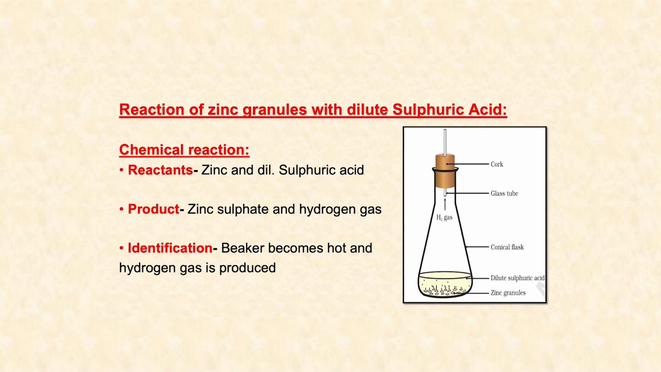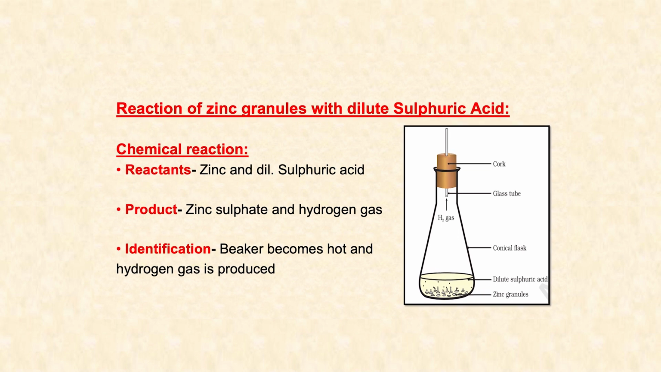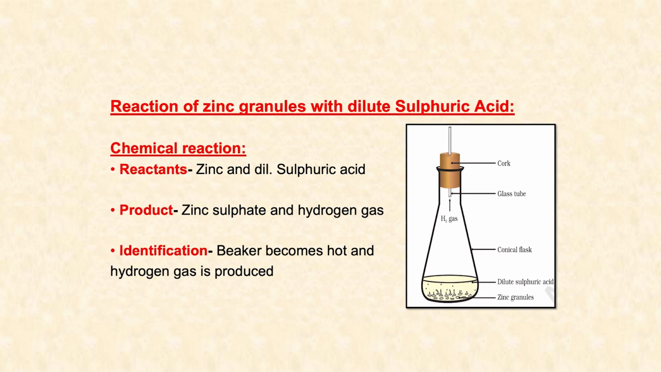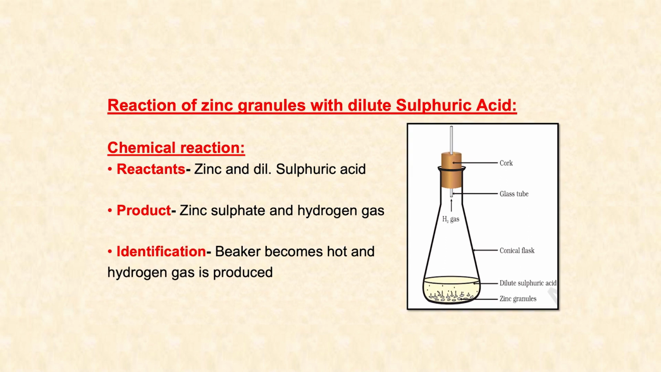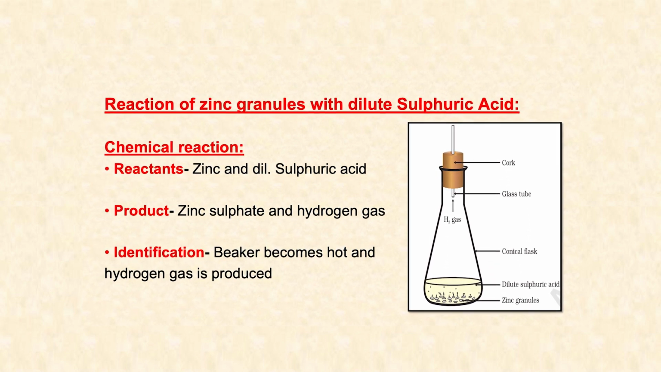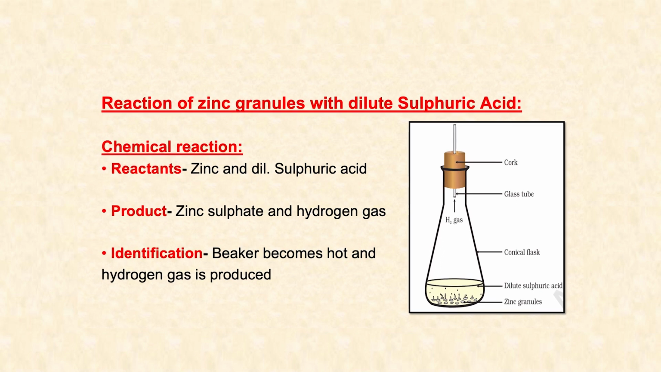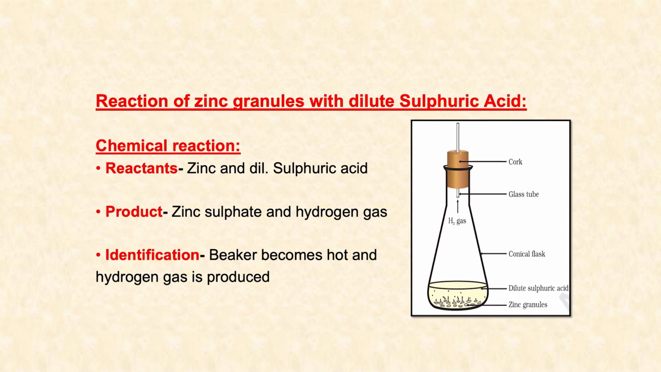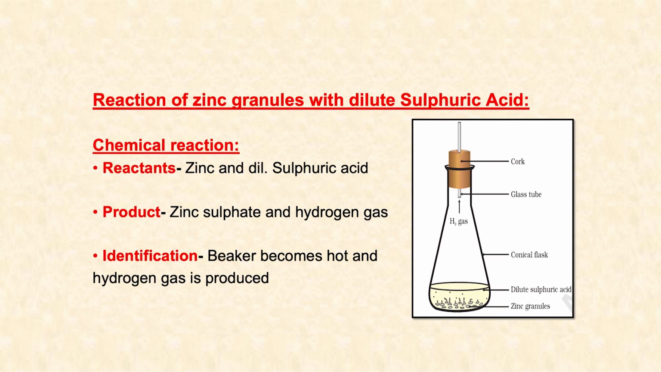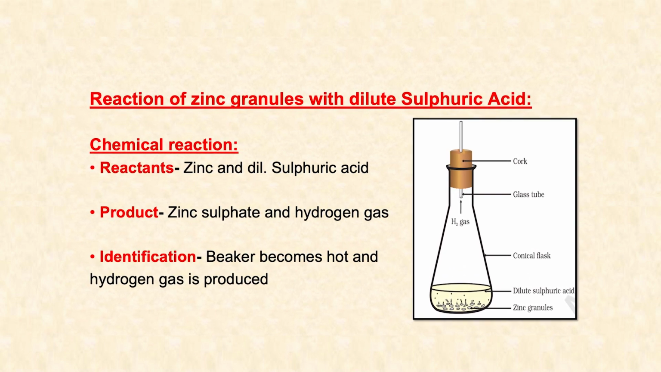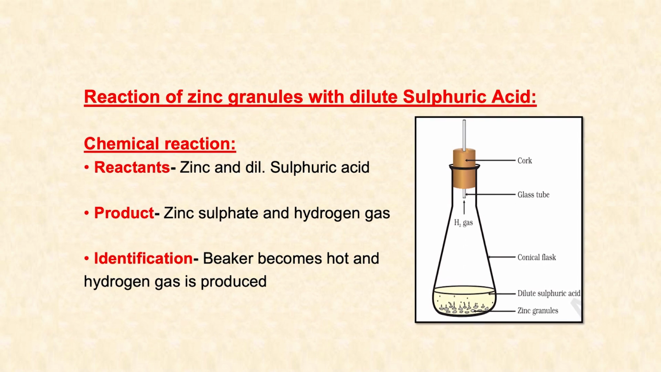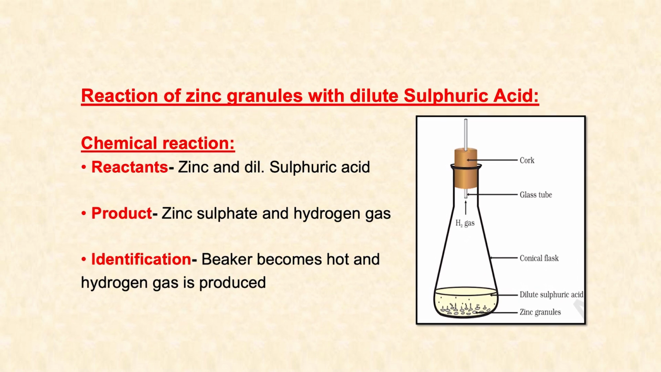Moving to our next activity, chemical reaction of zinc granules with dilute acid. For this activity, we need a conical flask, some zinc granules and dilute sulfuric acid or hydrochloric acid. First, take a few zinc granules in a conical flask or a test tube. Then, carefully add dilute hydrochloric acid or sulfuric acid.